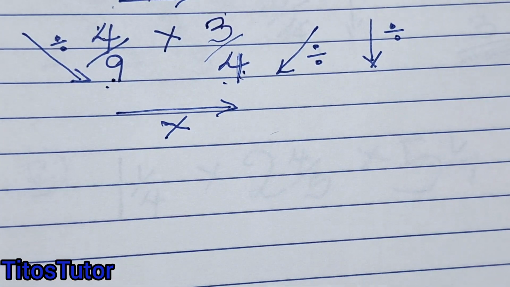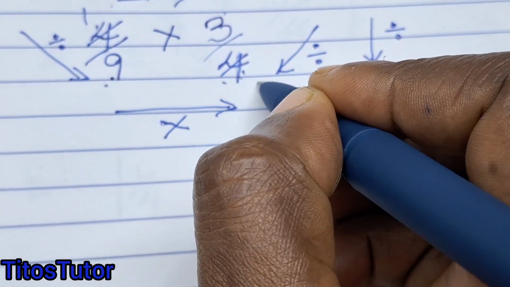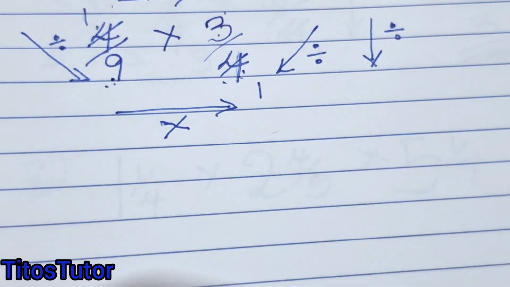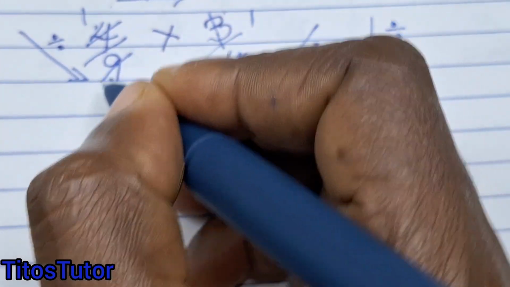So let's try and see if there's anything that can divide diagonally. 4 and 4 has a common factor 4. So you can actually say 4 here 1, 4 here 1 as well. Then 3 and 9 have a common factor 3. So 3 here 1, 3 here 3.